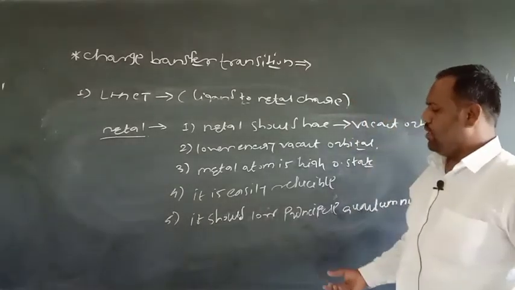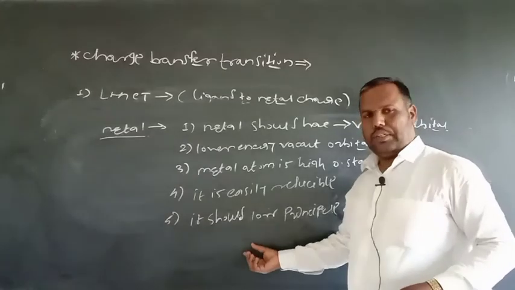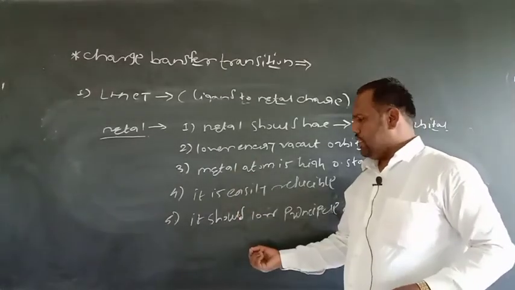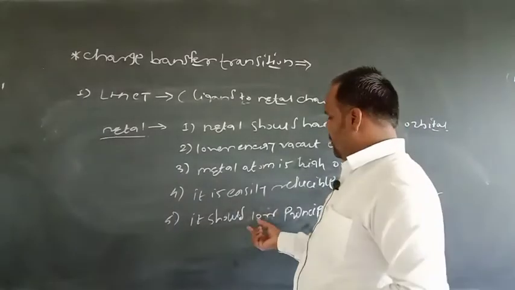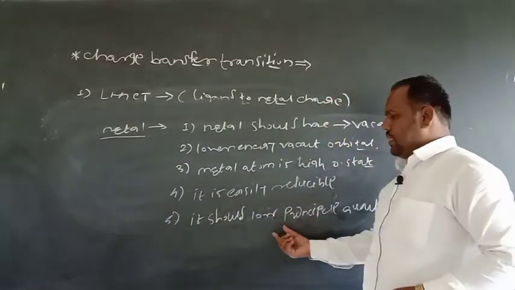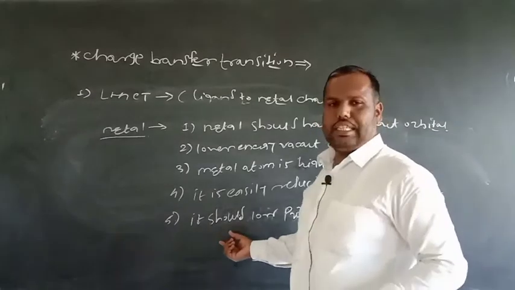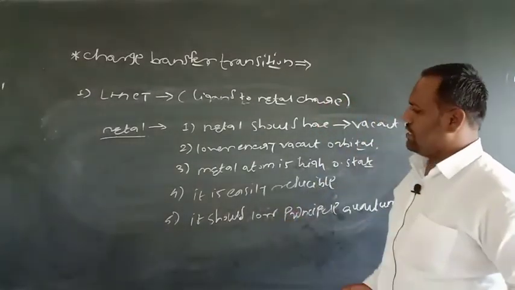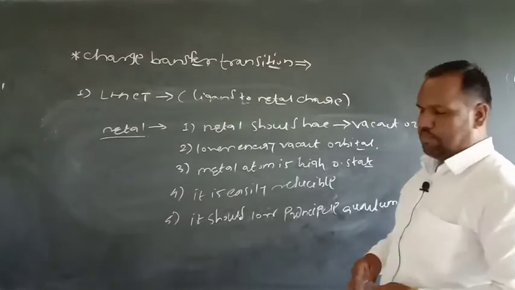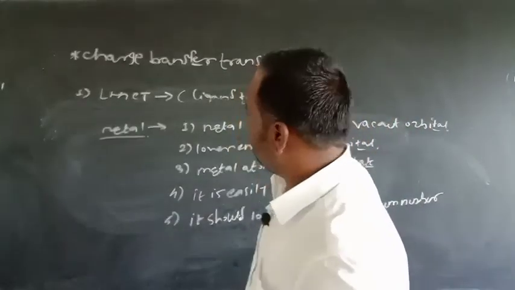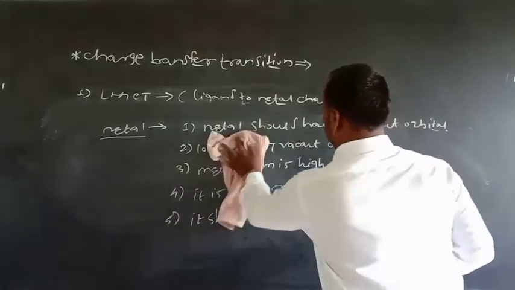If we consider 3d, 4d, 5d, then for effective LMCT, that is ligand to metal charge transfer transition, the metal should be from the 3d series. These transitions are very intense transitions, so the metal should have a low principal quantum number. So these are the important points regarding the LMCT.